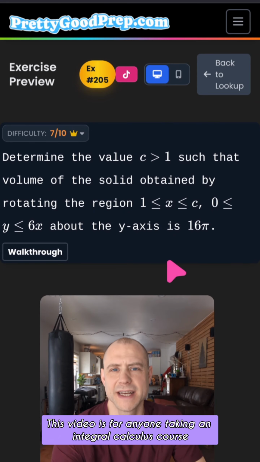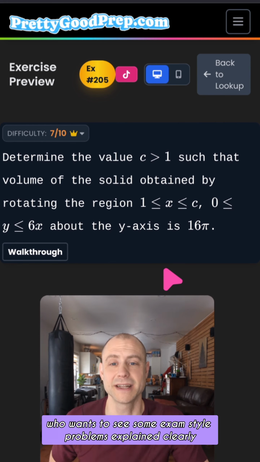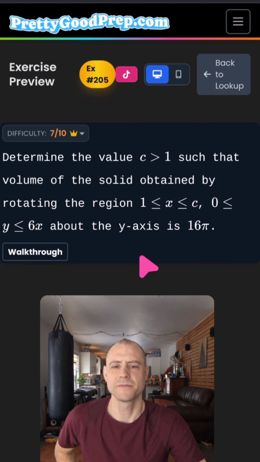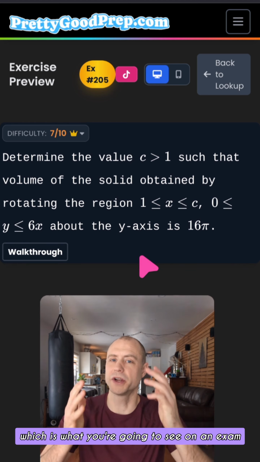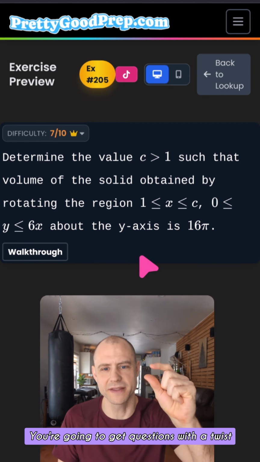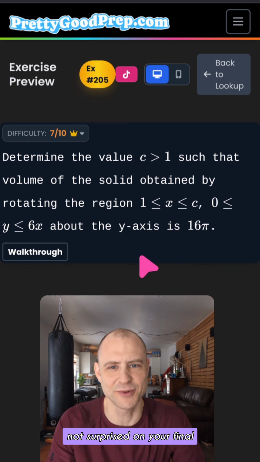This video is for anyone taking an integral calculus course who wants to see some exam style problems explained clearly. This is a wonderful exam style problem. It's volumes of revolution, but with a little bit of a twist, which is what you're going to see on an exam. You're not going to get just a standard homework problem. You're going to get questions with a twist, which is what I'm all about. I show you these exam questions so you're not surprised on your final.